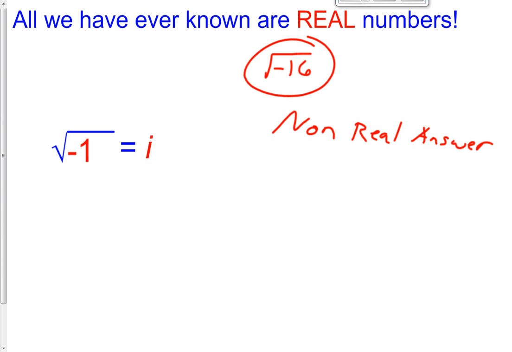And here's what that is. The square root of a negative 1 is i. So whenever you see the square root of a negative 1, this i means it's imaginary. It's not real, it's an imaginary number.